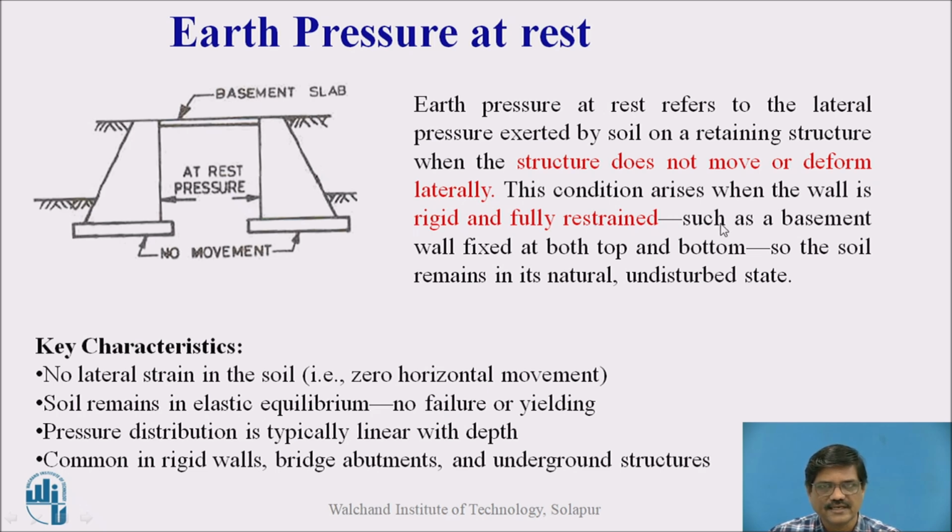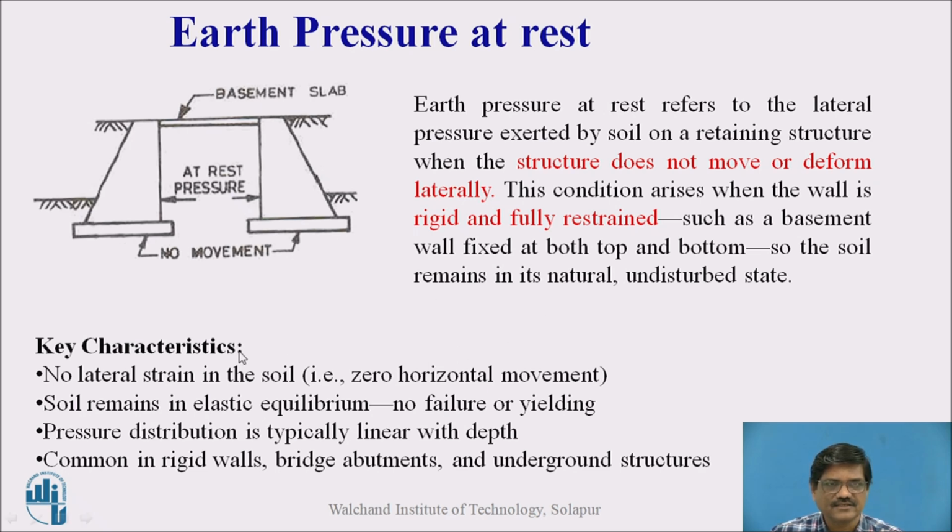So, the example is the basement wall fixed at both bottom and top. You can see here, this is an abutment where we have an embedment at the bottom, and at the top it has been restrained by the rigid slab. Therefore, this abutment wall is not allowed to move in a lateral direction. So, therefore, it will experience the earth pressure at rest condition.